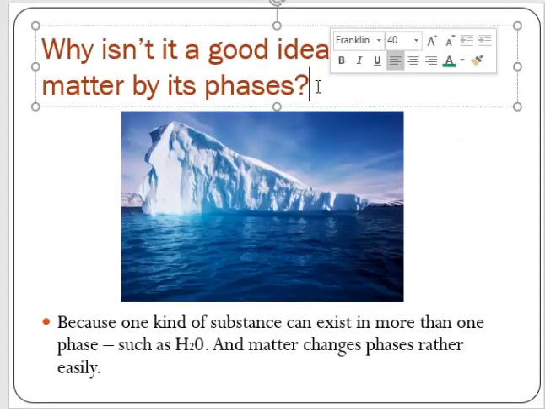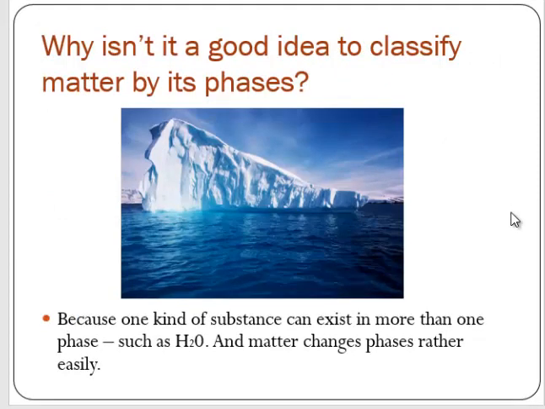Think about why it is not a good idea to classify matter by its phases. Well, one substance can exist in more than one phase. So we're not going to classify matter as solid, liquid, or gas. For instance, right here we've got a picture where water is in 3 different phases. We have water in the liquid phase here. We have solid water here, where it's got this cool glacier. And we also have some water droplets that are dissolved in the air around us. Because matter changes phases really easily, classifying matter by phases is not the best way to do it.